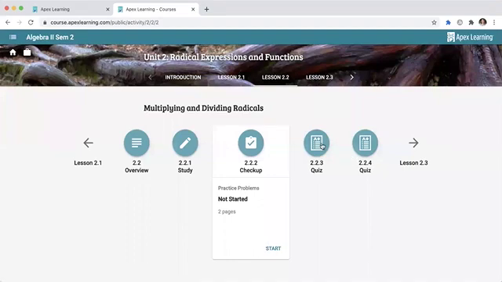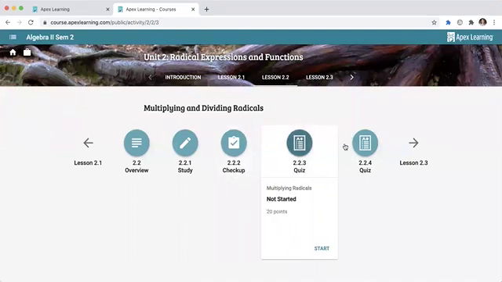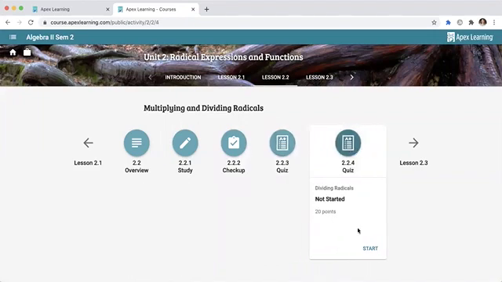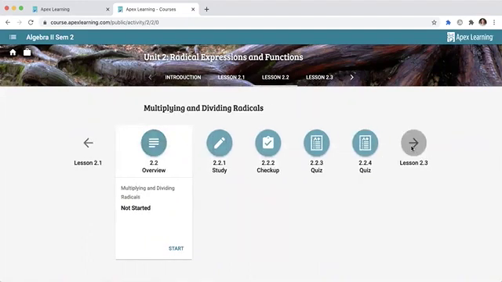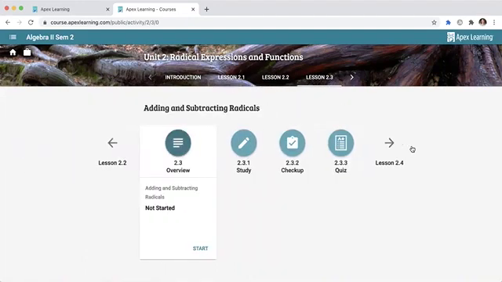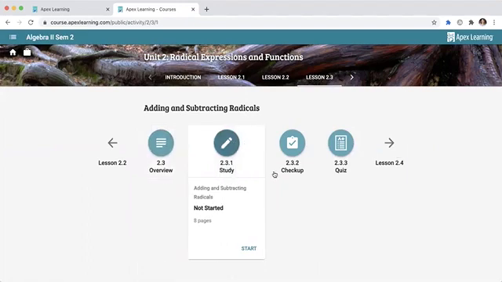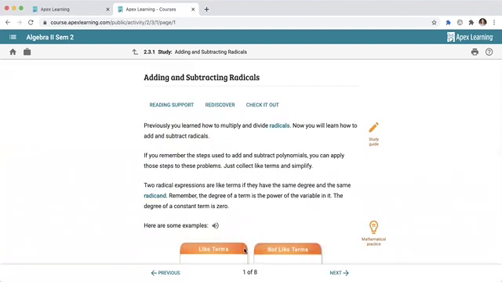And again, apologies, but there are 2 quizzes for this one. They're split apart into multiplying radicals for one quiz and dividing radicals for the other, just like the last one. Then the last one we're going to introduce here is adding and subtracting radicals. This is the last one we're going to have for today.